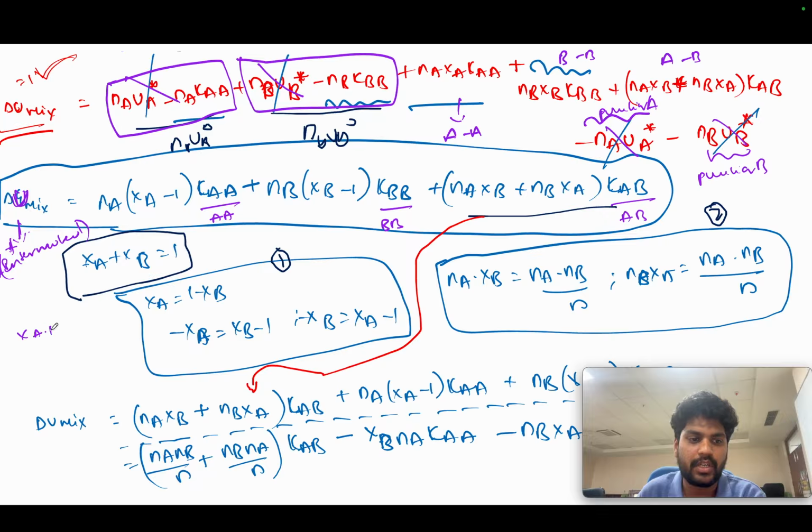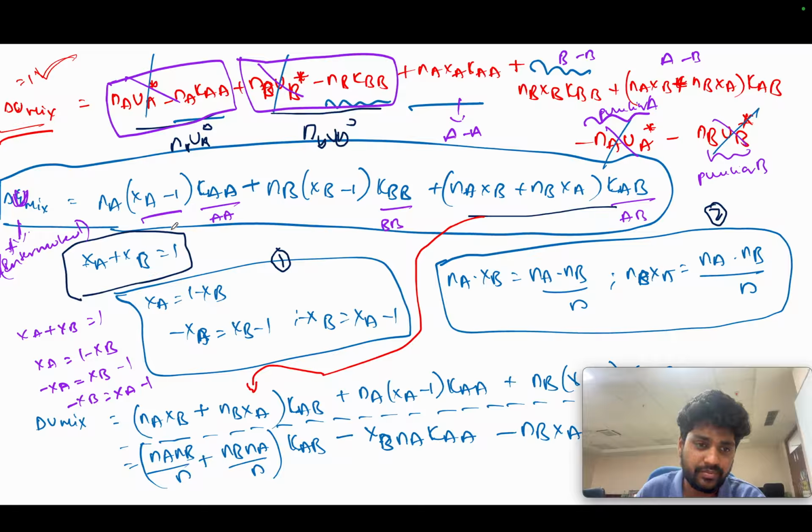So you can see that we have two different properties from the mole fraction. We know that XA plus XB equal to 1, which is XA equal to 1 minus XB, or in other words we can write minus XA equal to XB minus 1, and minus XB equal to XA minus 1. So what I have done was, I have rewritten the whole equation. First I have taken this equation like NA XB plus NB XA, and then I took the KAB, and I just rewrote the equation. We know that NA XB is nothing but NA into NB over n, so I have written this here.